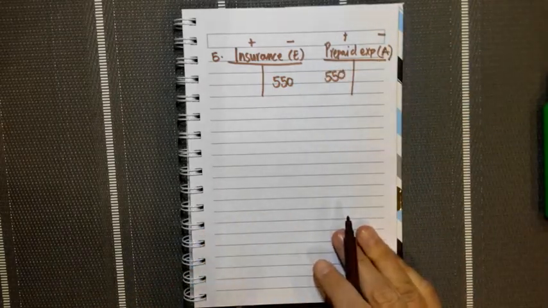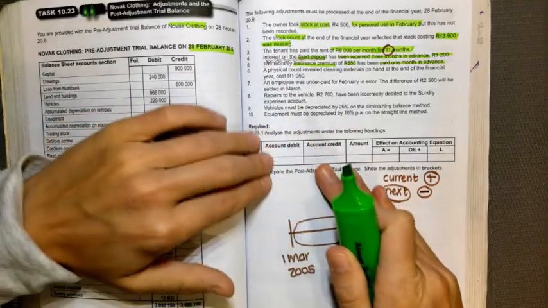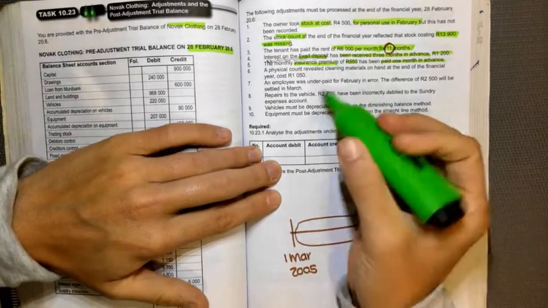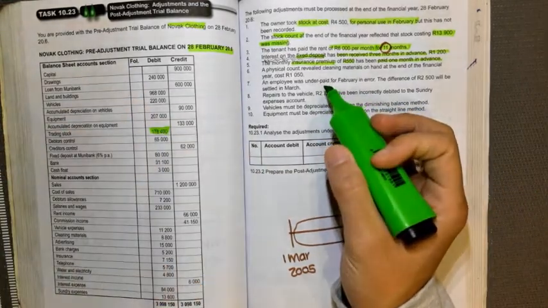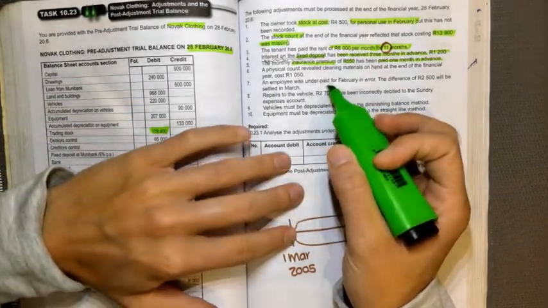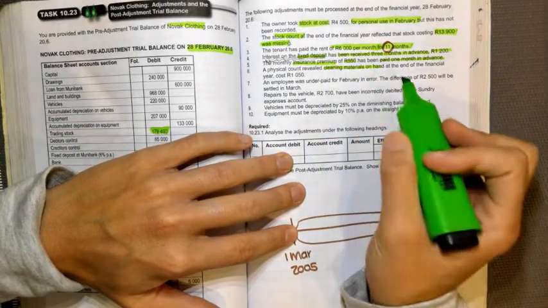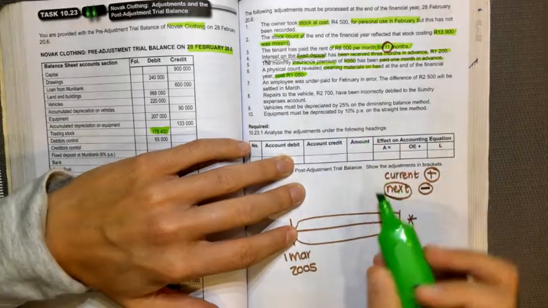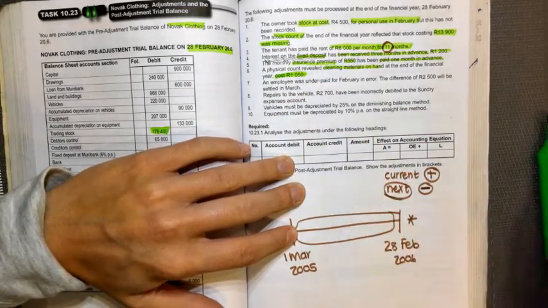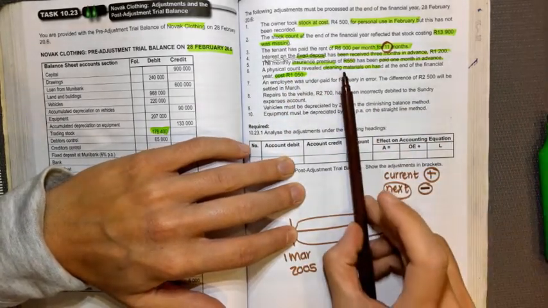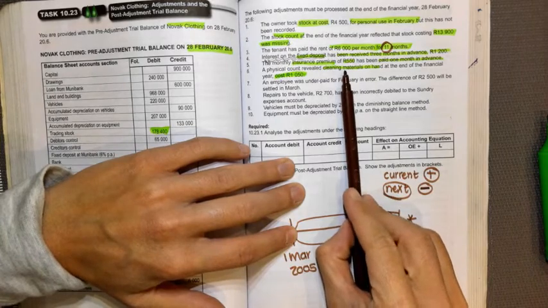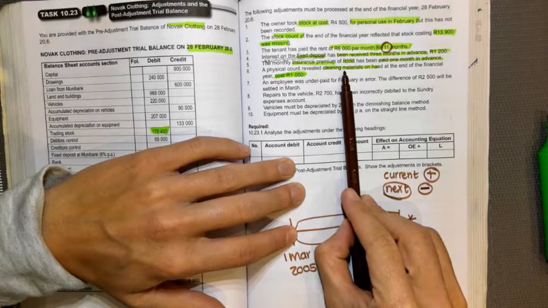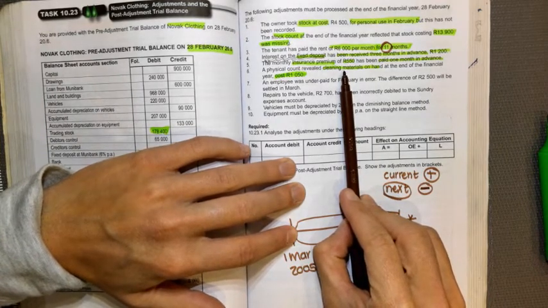Next adjustment says a physical count revealed cleaning materials on hand at the end of the financial year with a cost of 1,050. Now remember how this works. Whenever cleaning materials or consumables or stationery or something is left at the end of the year, it means we haven't used it in this year.